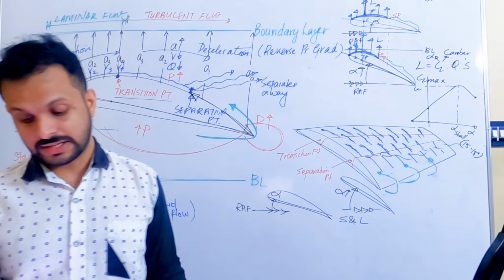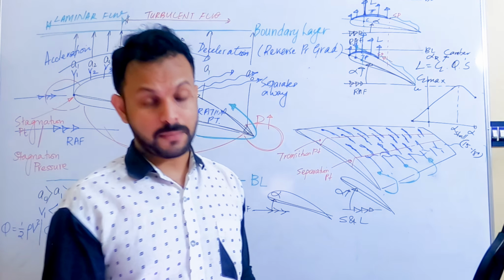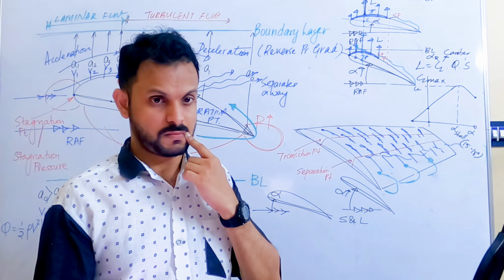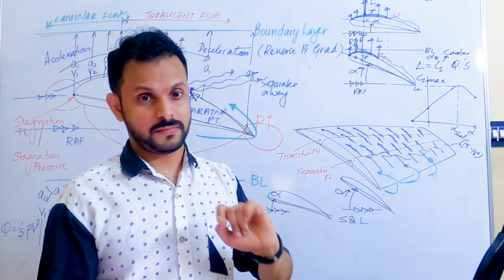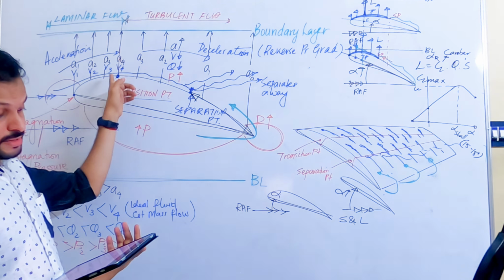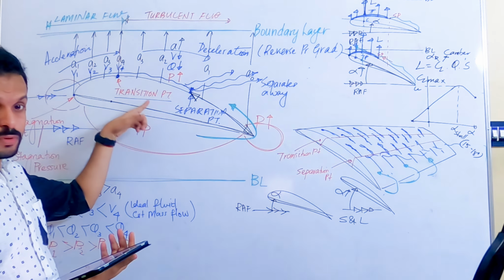Right? So what about delta? Flow becomes laminar from turbulent. That is wrong, because it becomes turbulent from laminar.